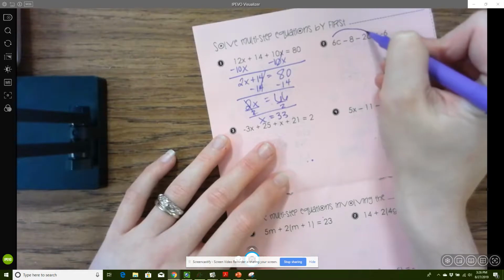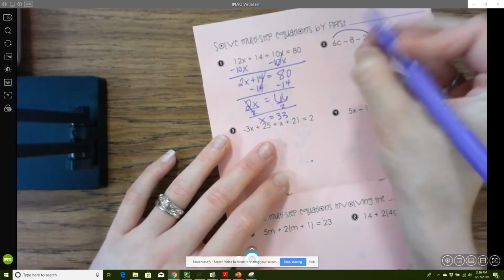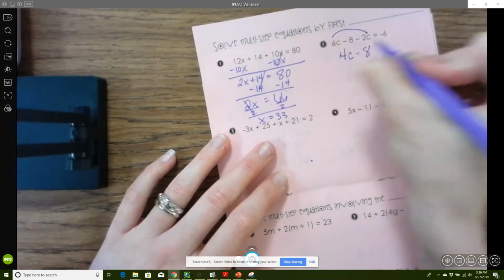Here, I've got to combine like terms. So positive 6 and a -2 is 4c minus 8.